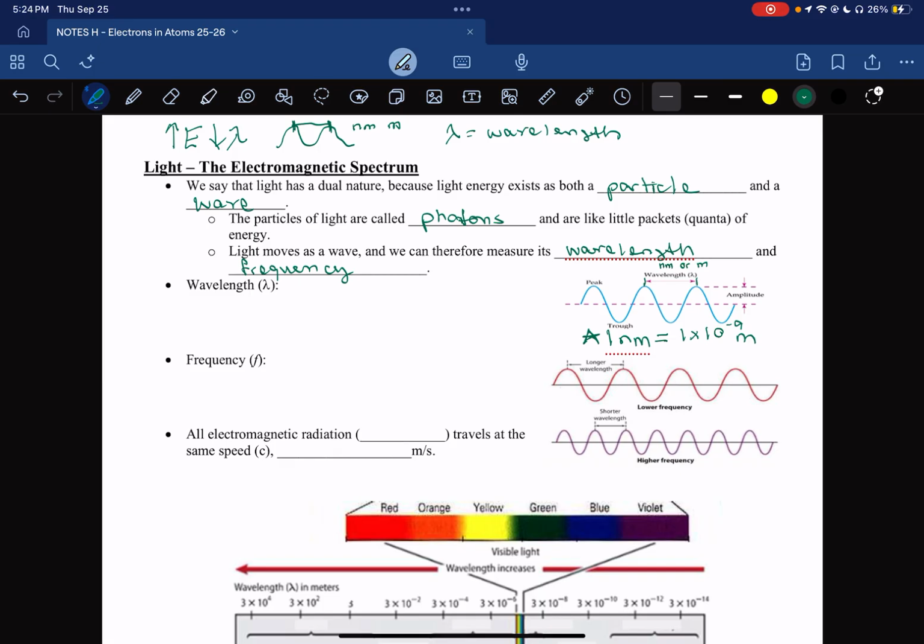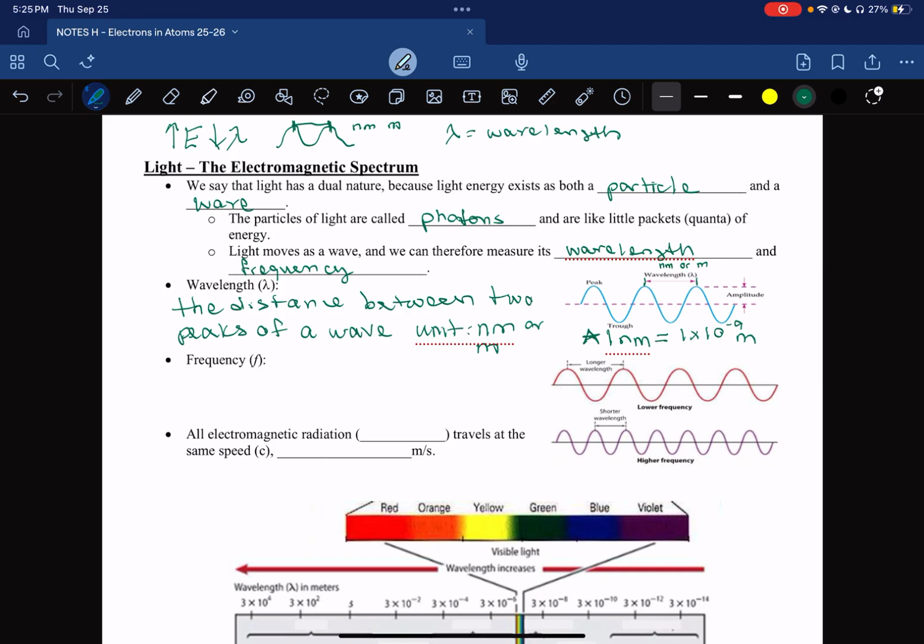If the wavelength is the distance between two peaks of a wave, that is the definition. So the wavelength is the distance between two peaks of a wave, and our unit is nanometers, or meters.